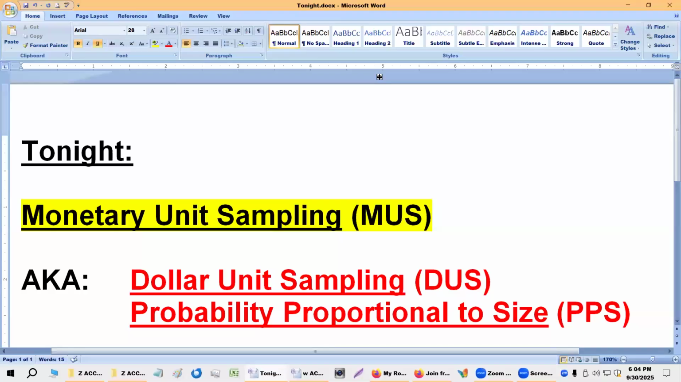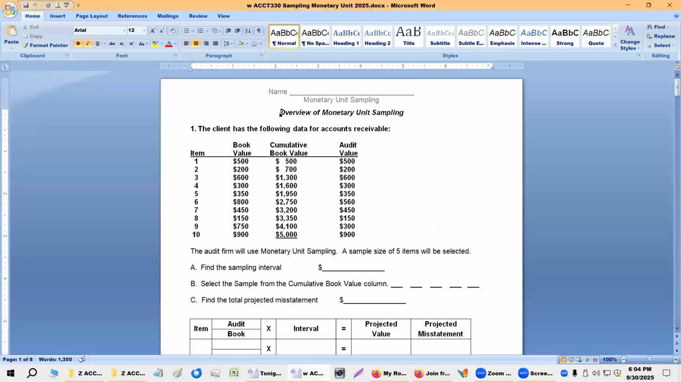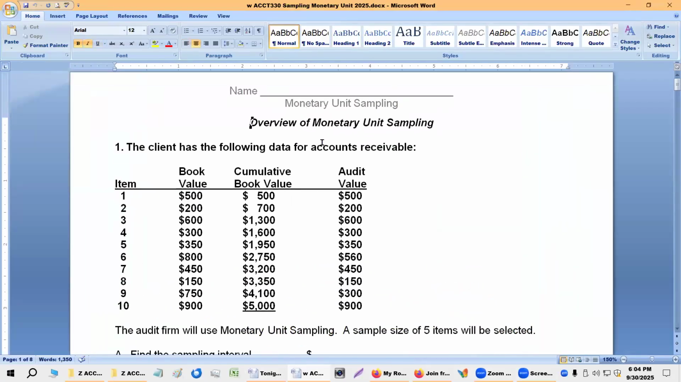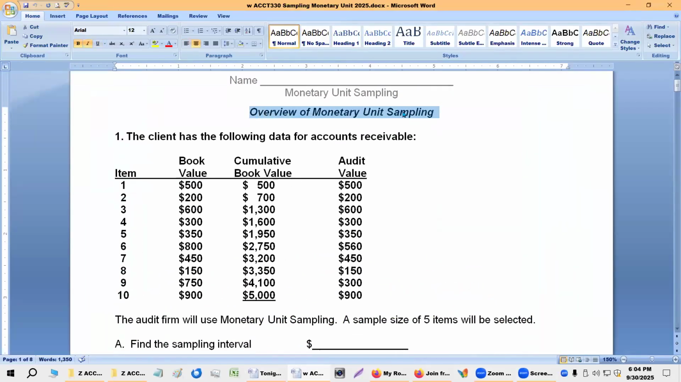And there are some strange things about it that we'll talk about. So let's go ahead and get started. And again, this is only for auditing. So, monetary unit sampling.